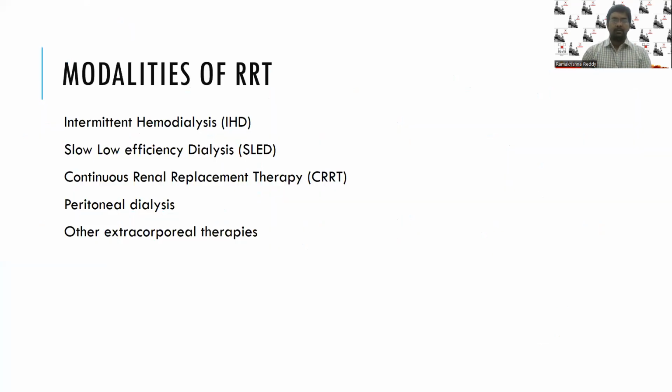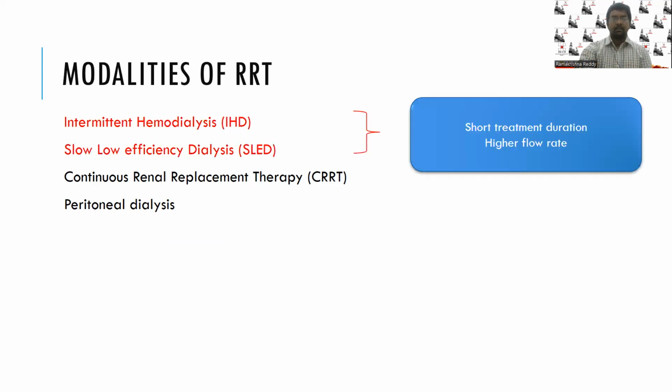What are the modalities of renal replacement therapy commonly encountered in clinical practice? They are intermittent hemodialysis, slow efficiency dialysis, or continuous renal replacement therapy. These are techniques where an anticoagulant is used, but another form of renal replacement therapy, peritoneal dialysis, doesn't require any anticoagulation. Not only for renal replacement therapy, any form of extracorporeal therapy will require anticoagulation supplementation.